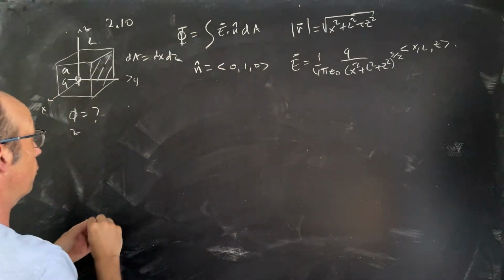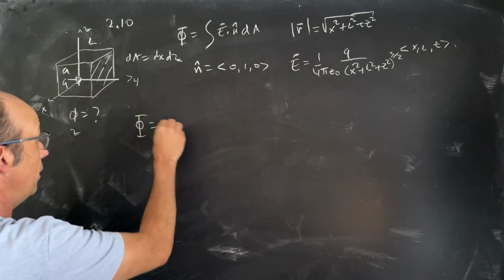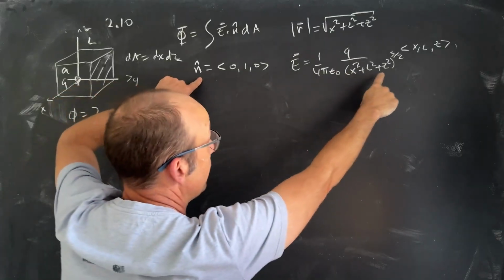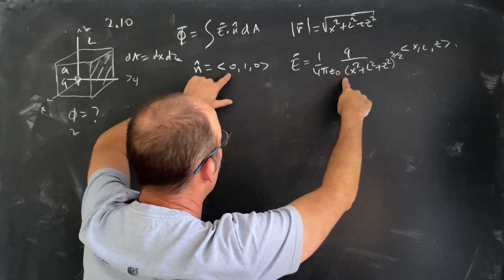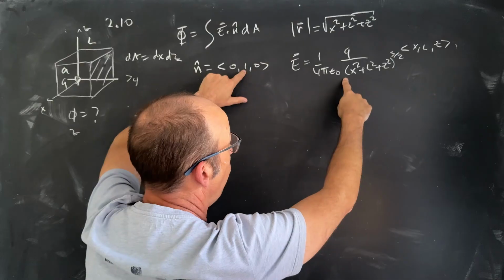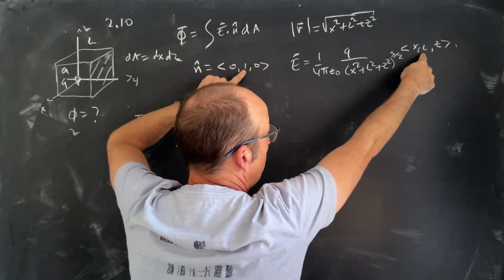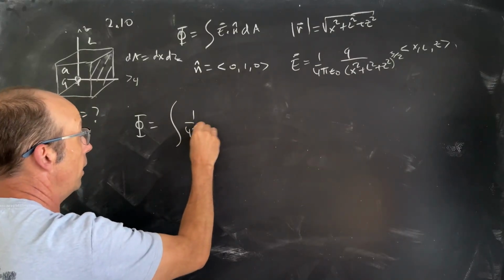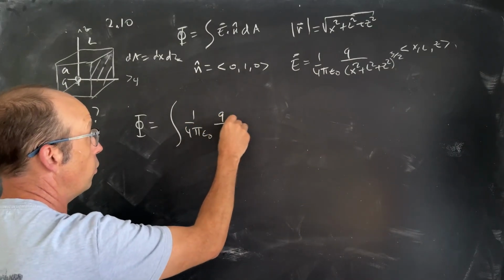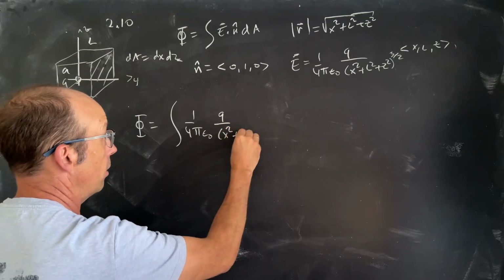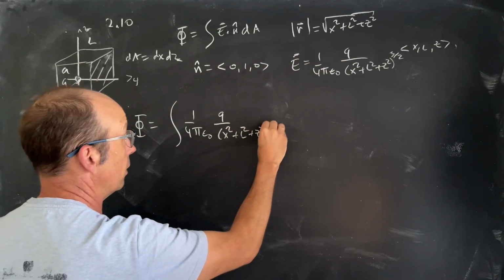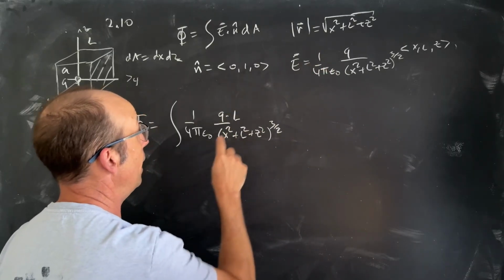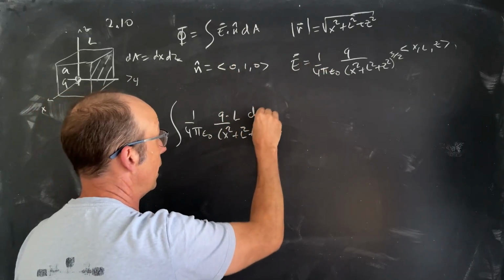Let's go ahead and write this integral. Phi is the integral, I'll make it a double in just a second, of E dot n hat, but that means that we have this dot that. So I get 0 times the x component plus 1 times the y component plus 0 times the z component. So I only get 1 over 4 pi epsilon naught Q over x squared plus L squared plus z squared to the 3/2 times L. And then I have to multiply by dA, which is dx dz.